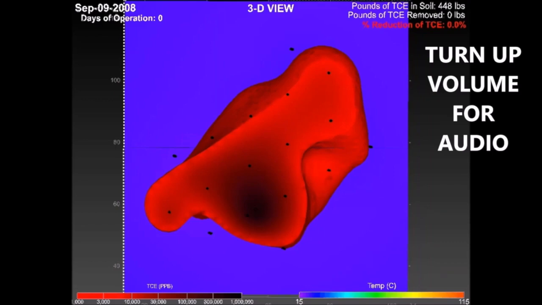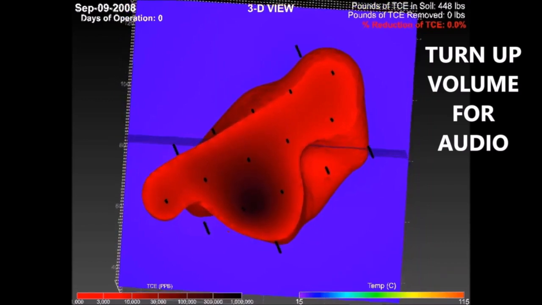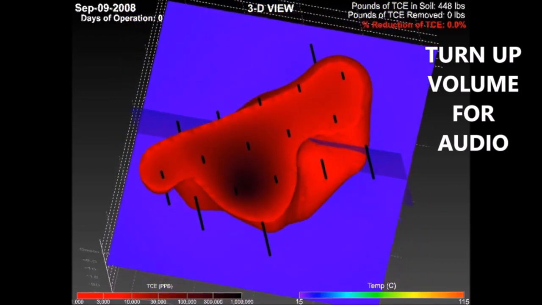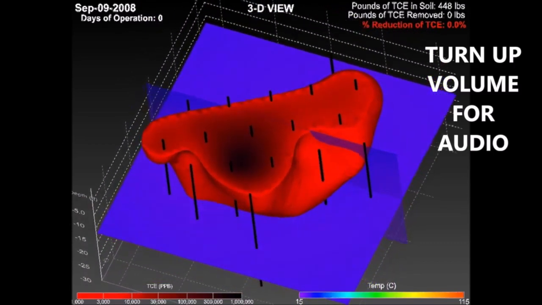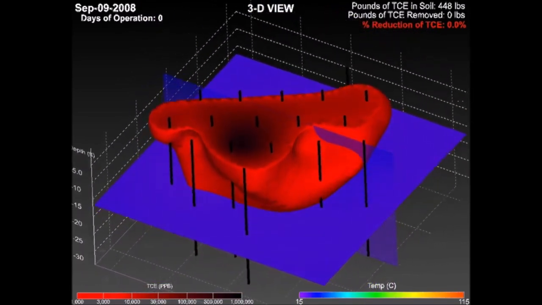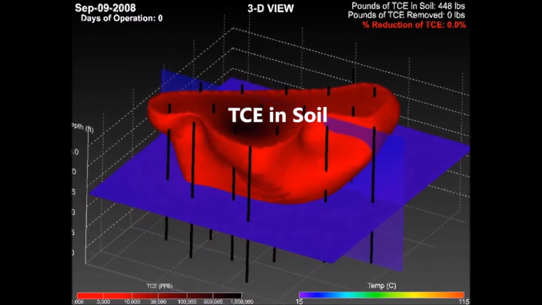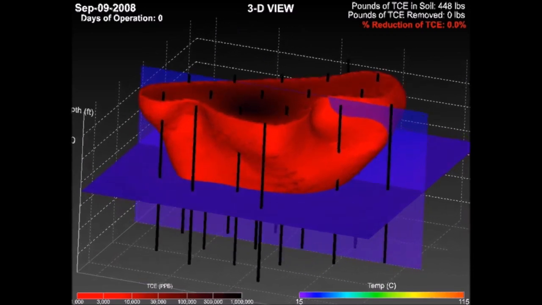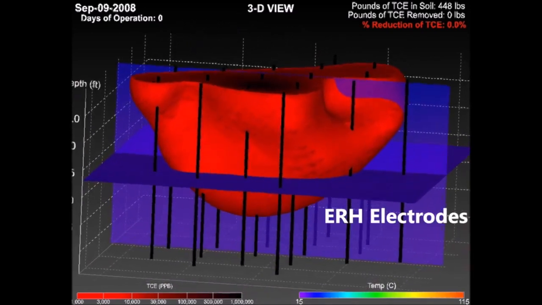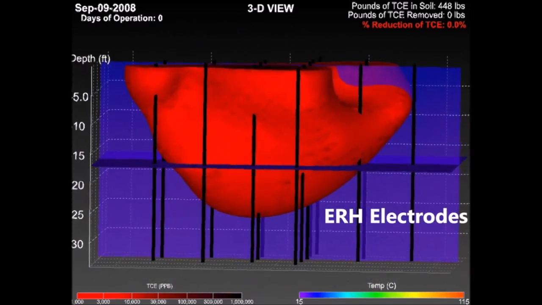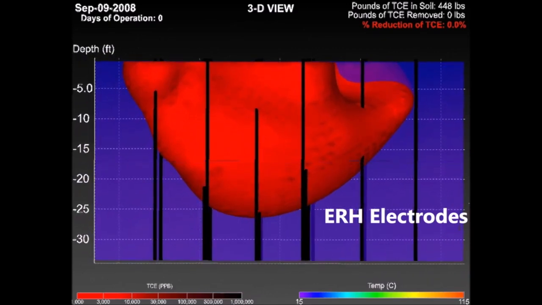This animation shows how electrical resistive heating, or ERH, technology can remediate contaminated soil in a short time frame. The red mass represents TCE, an industrial solvent, in soil from several chemical spills. The black vertical lines represent conductive electrodes for the ERH system, installed 35 feet below ground surface.